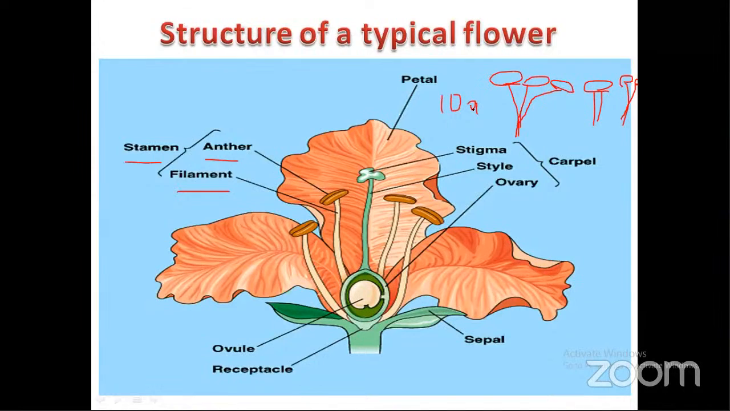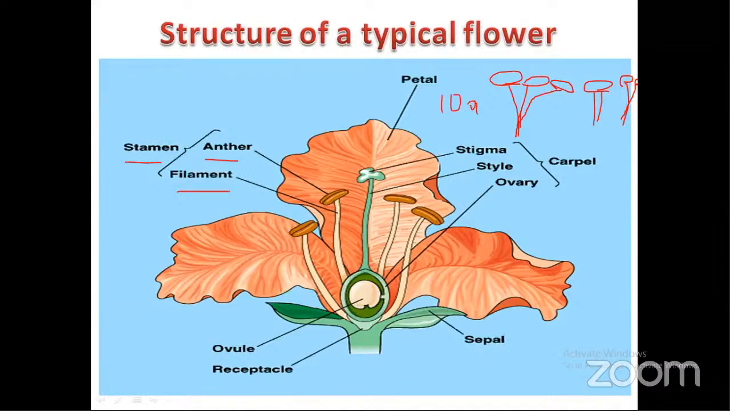For your understanding, I'm explaining the condition, but what you need to remember is the condition and which family it is found in. Monadelphous condition is found in Malvaceae. Diadelphous condition is found in Fabaceae, that is all the legumes. Fabaceae is otherwise called Leguminosae.